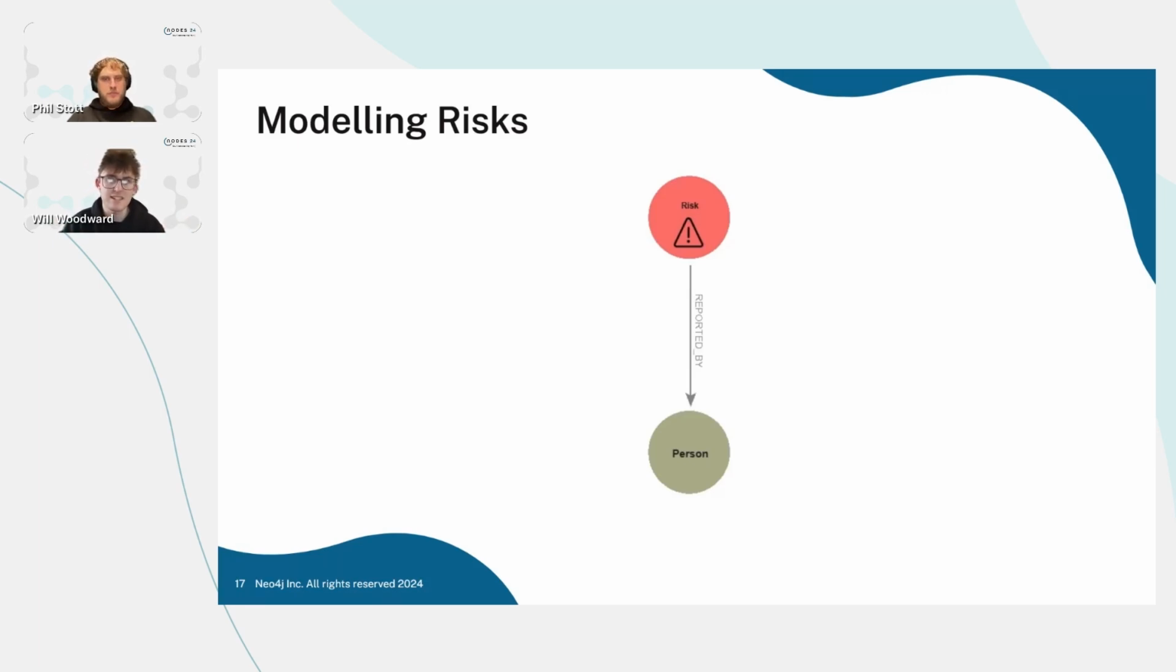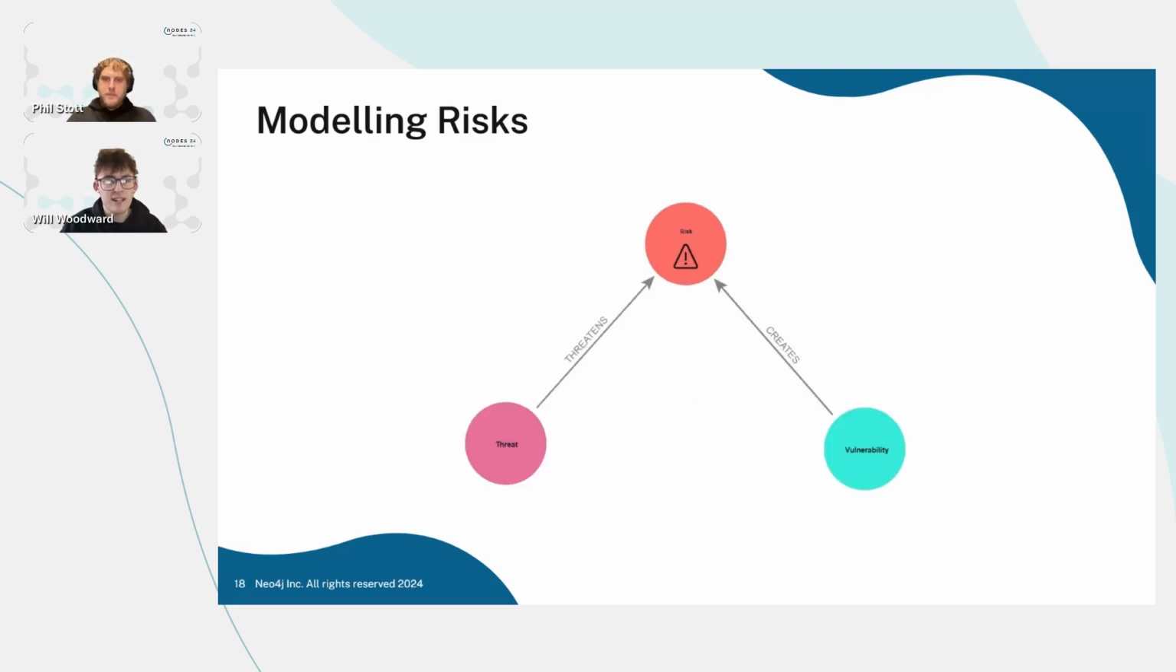Then from this, we can start to see more information, like how many risks has a certain person reported, what type of risks have they reported. These kinds of things start to become more apparent even just by adding two nodes. We can add different things like a threat threatens a risk, or a vulnerability creates a risk. And then we can examine the relationships between these, expand them, see how they interact.